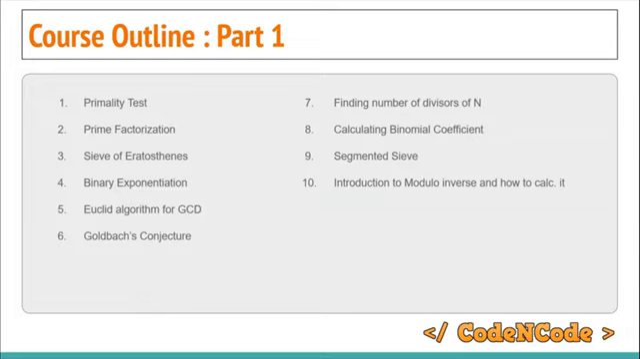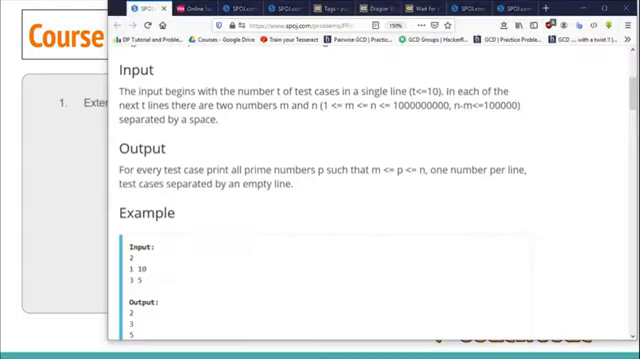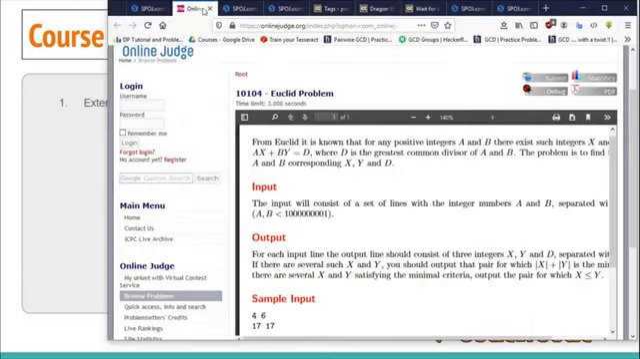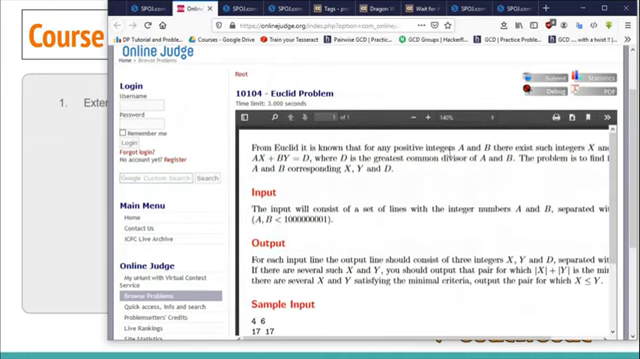Now in part 2 there are concepts which are a little bit tougher than the previous ones. So after studying Euclidean algorithm, we would be going for extended Euclidean algorithm. Extended Euclidean algorithm is used to calculate modular inverse, as well as to solve Diophantine equation. So have a look at this equation. I hope you can see.